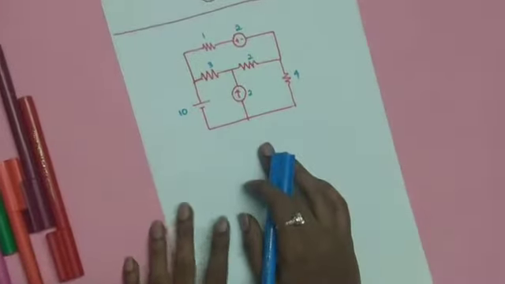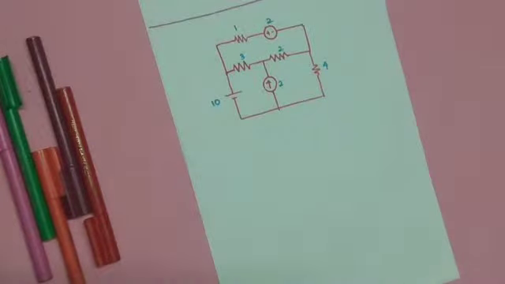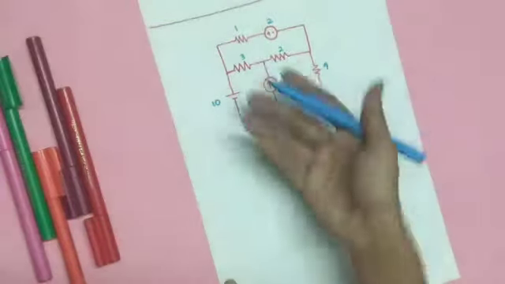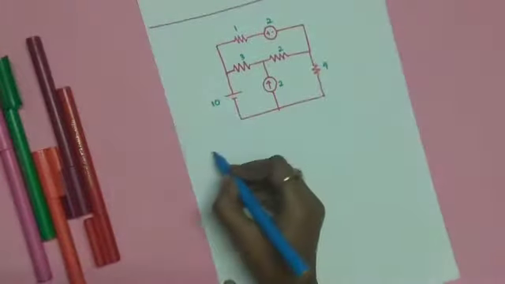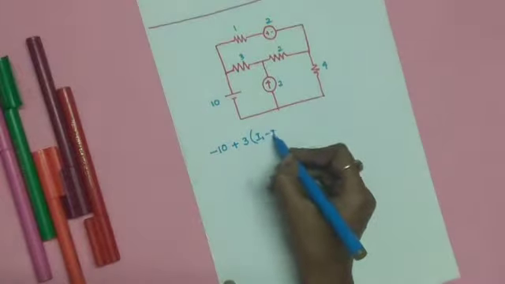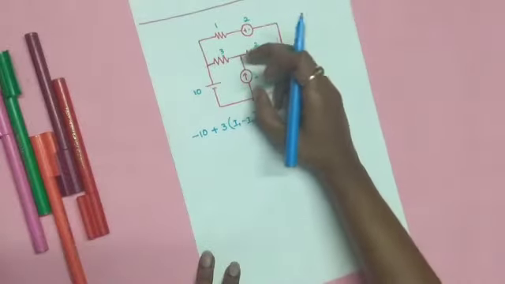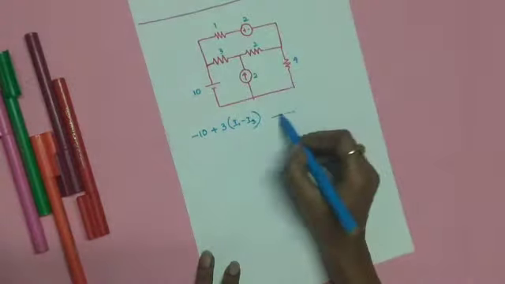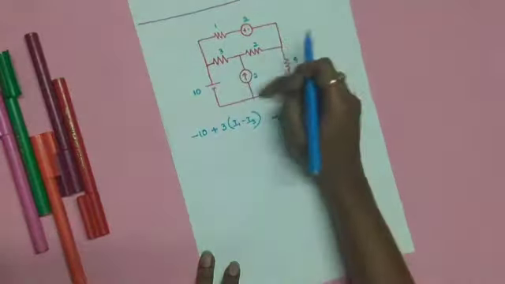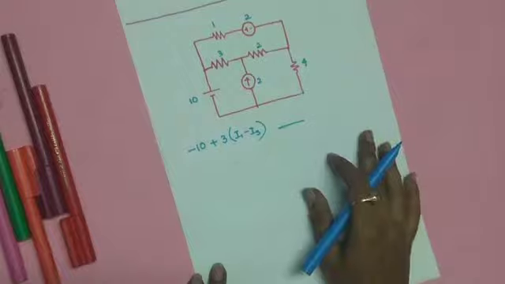Suppose consider this circuit. For example, if you want to apply mesh analysis, considering this first mesh, say I'm trying to write the voltage equation of this first one. So it is minus 10 plus 3 into I1 minus I3. Okay, then what about the voltage across this element? We don't know anything about this, right? So we cannot complete the mesh equation of this particular mesh, and the same thing happens while writing the equation of this mesh also. So we cannot solve this problem using mesh analysis.